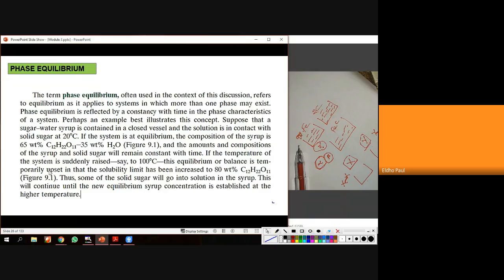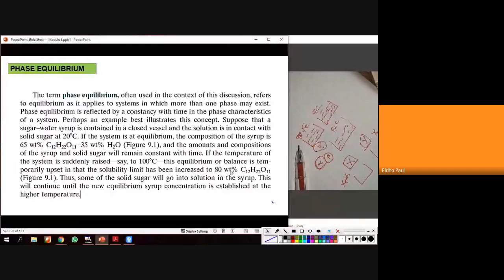Equilibrium unbalance, temperature 20 in 100. So there will be a temporary upset in the solubility limit, which has been reached at 80% weight of the sugar. Some of the extra solid sugar will go into the solution in the syrup. This will continue until a new equilibrium syrup concentration is established at a high temperature of 100 degrees Celsius.